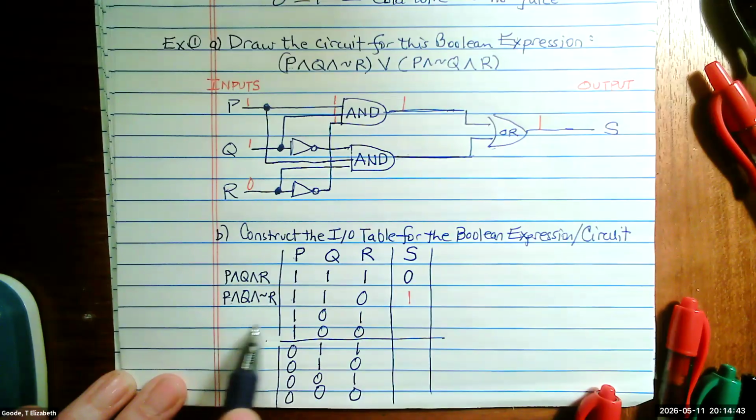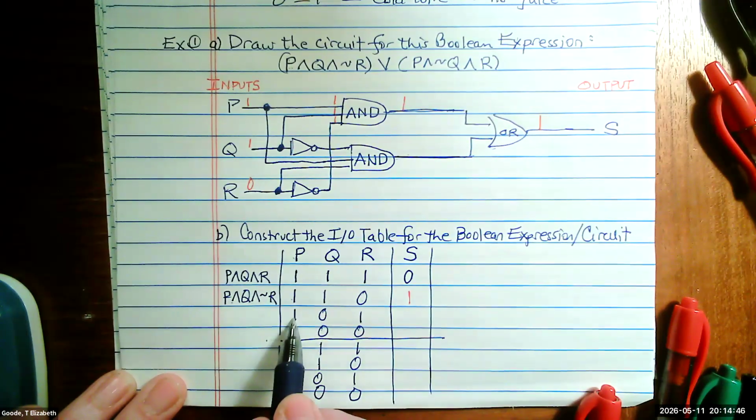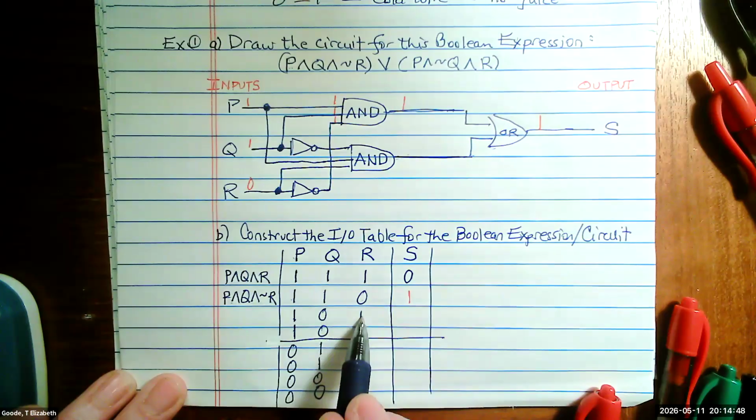Jessica, do you know how to label this third row where P is 1, Q is 0, and R is 1?